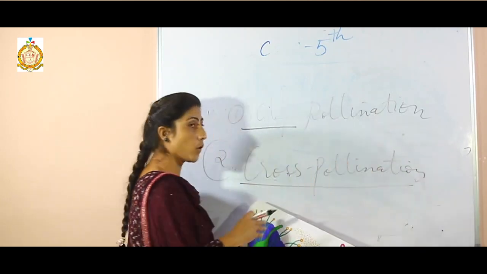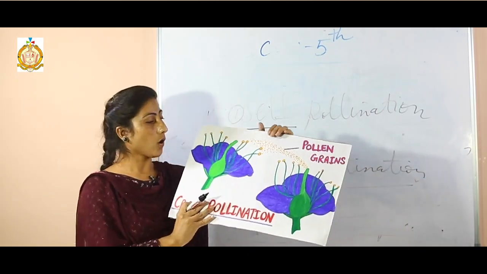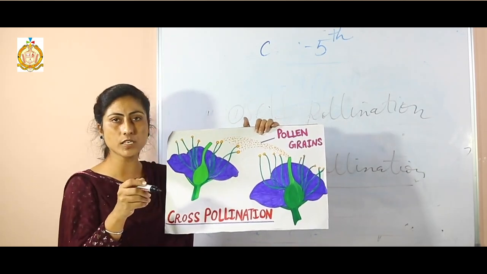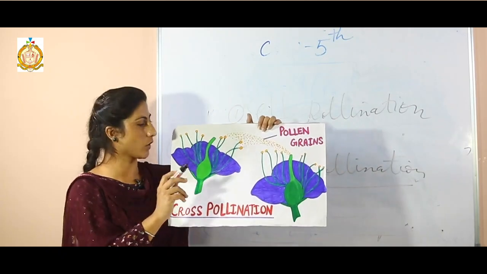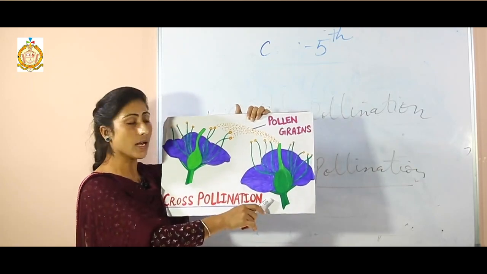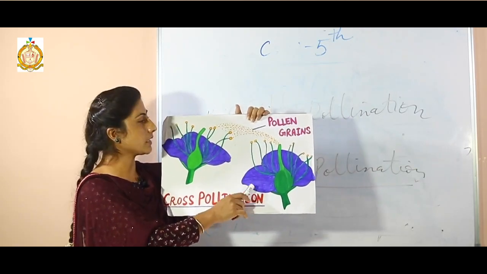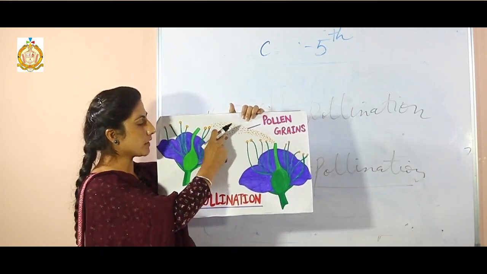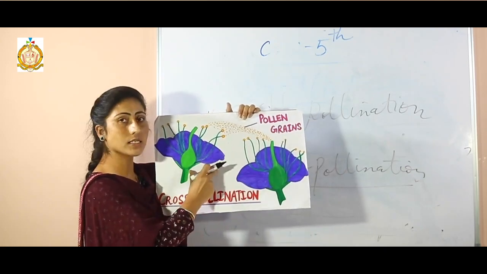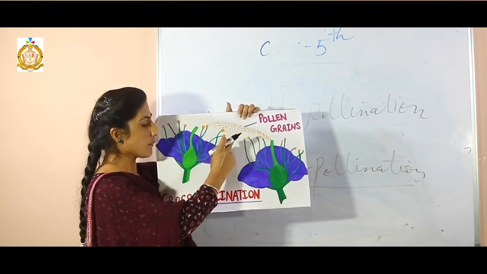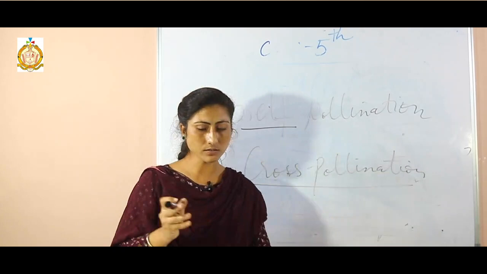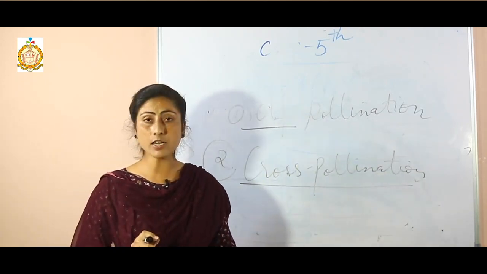Next is cross-pollination. It is the transfer of pollen grains from the anther of one flower to the stigma of another flower on a different individual, but of the same species. For example, this is the flower of one plant and this is the flower of a second plant, but both have the same species. Then the transfer of pollen grains from the anther of one flower to the stigma of the other flower, where both plants are of the same species, is called cross-pollination. You can see here.